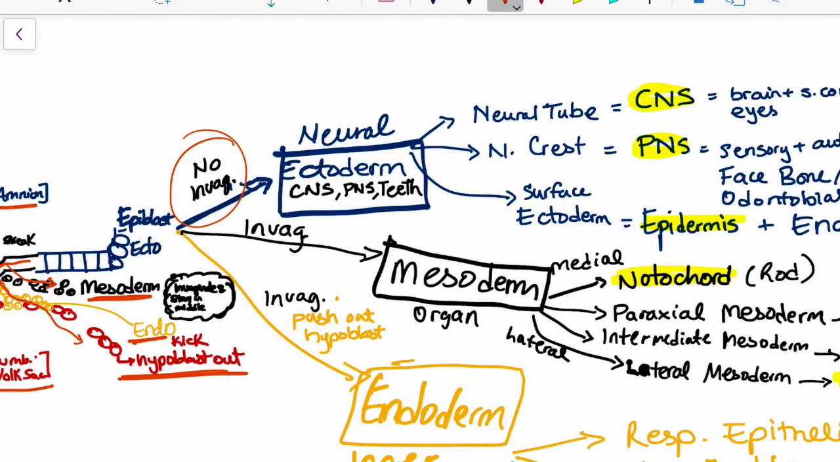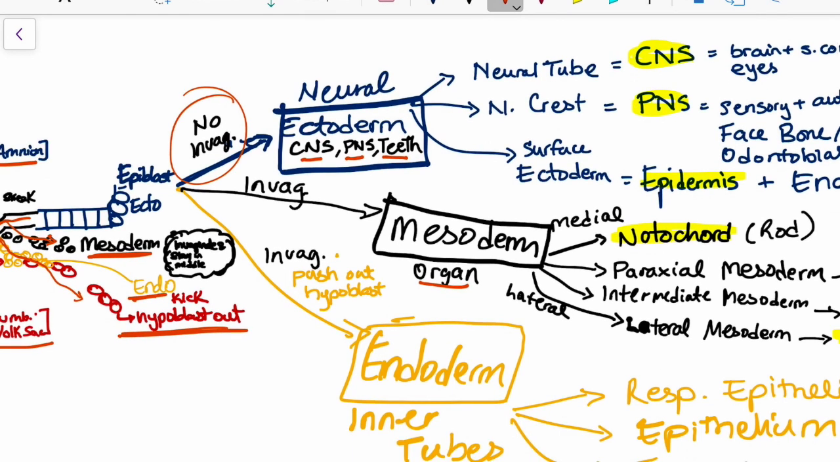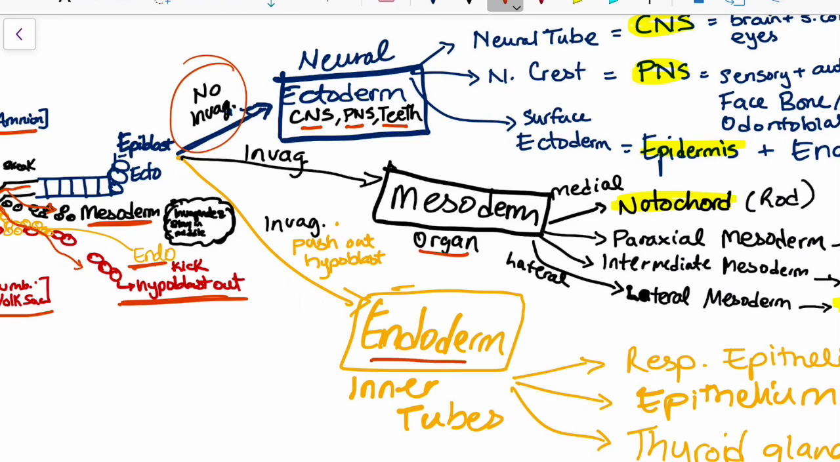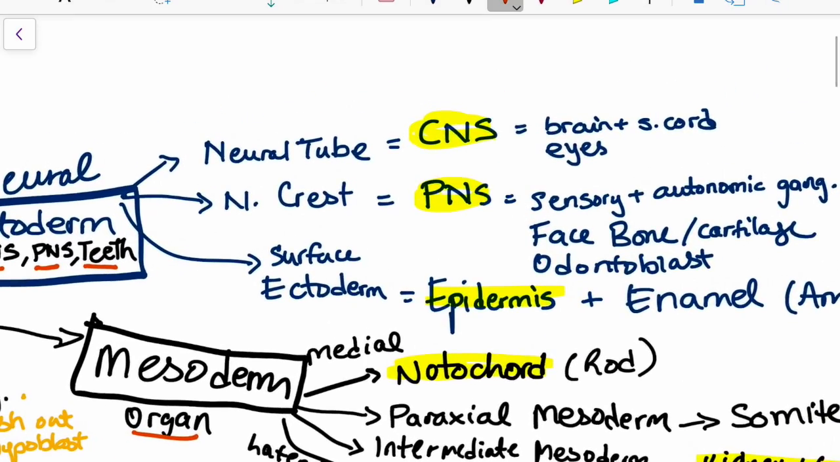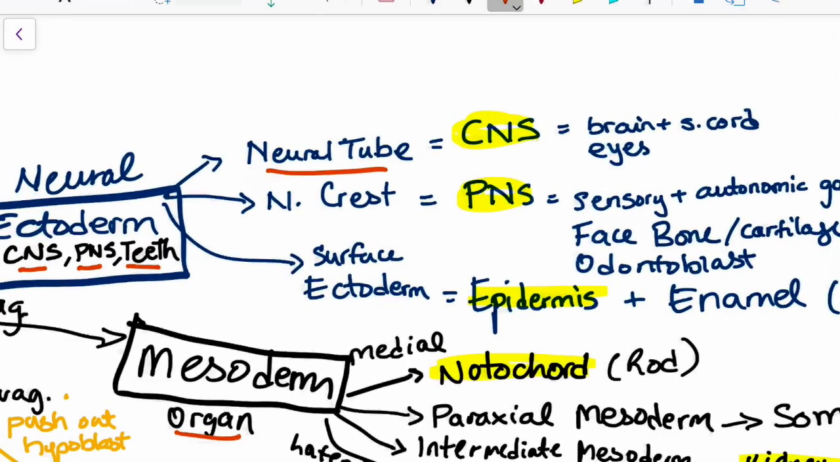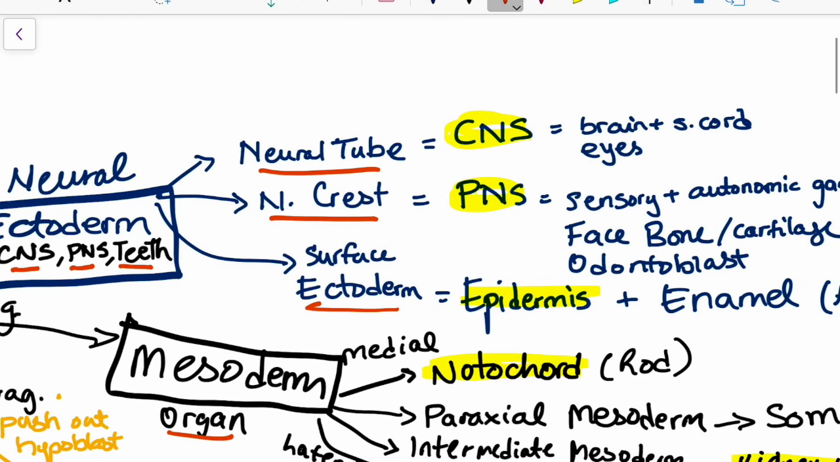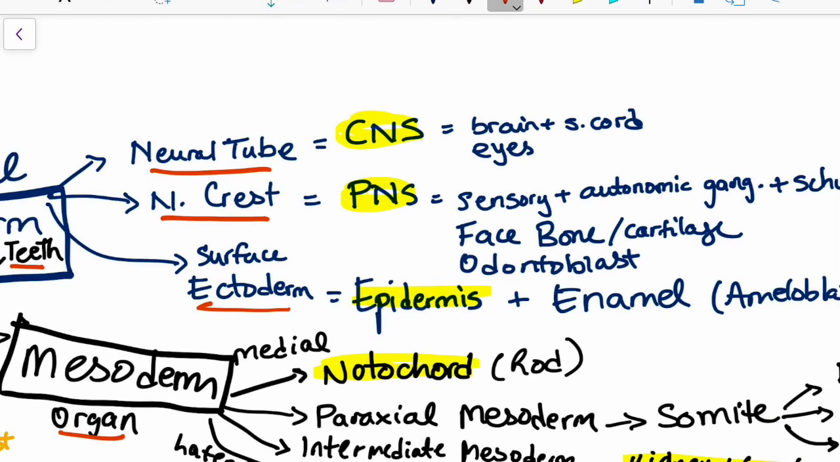Ectoderm makes your central nervous system components, peripheral, and the teeth. Then you have mesoderm that mostly gives you some kind of organ, and then the endoderm that pushes the hypoblast gives you the inner tubes. That's how I like to think about it. Your ectoderm will make the neural tube, neural crest, and surface ectoderm. Neural tube is the most inner, so think about a tube in the center, and then you have some kind of crest outside of it.